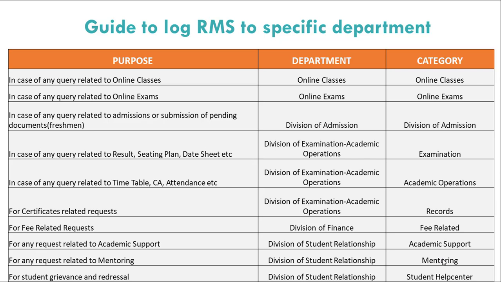And in case you have any request related to academic support, select Division of Student Relationship as the department, and the category under that department is academic support. Similarly, for any sort of student grievance and redressal, students can select the department Division of Student Relationship. Under that department, the category is Student Help Center. So this was all about the relationship management system.